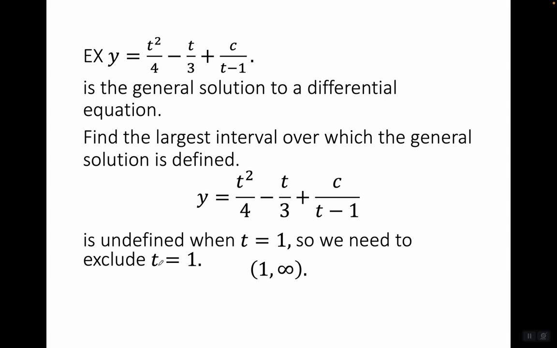Y equals t squared over 4 minus t over 3 plus c over t minus 1 is the general solution to a differential equation. Find the largest interval over which the general solution is defined. Again, this is defined everywhere, this is defined everywhere. This part is undefined when t equals 1, so we need to exclude t equals 1. Therefore, we'll just say that the largest interval over which the general solution is defined is from 1 to infinity. We have to somehow exclude 1.